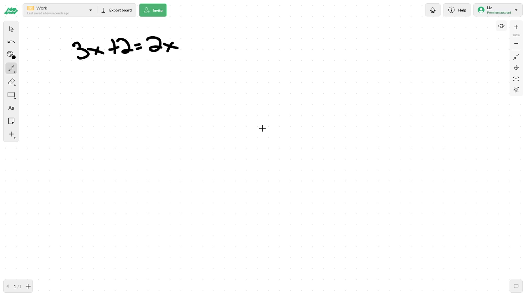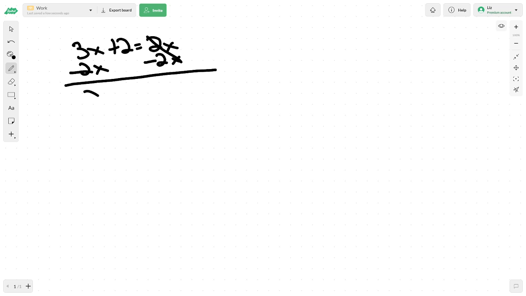So here we have 3x plus 2 equals 2x. Our goal is to get all the x's on one side, everything else on the other side, and then solve for x. So I have this 2x. I want to bring it over here with the 3x. So I'm going to do that. This is positive, so I need to do the opposite, which is negative. What I do to one side, I have to do to the other.